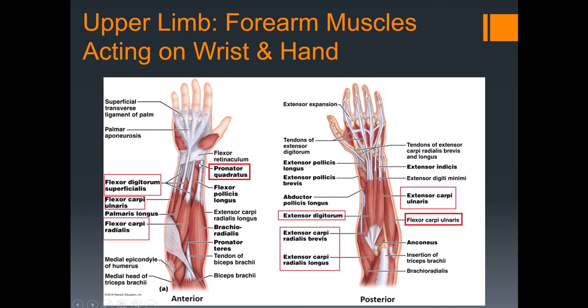So here, your pronator quadratus. See flexor digitorum, flexor carpi radialis, flexor carpi ulnaris here, radialis here, extensor digitorum here, and then extensor carpi radialis, and extensor carpi ulnaris.